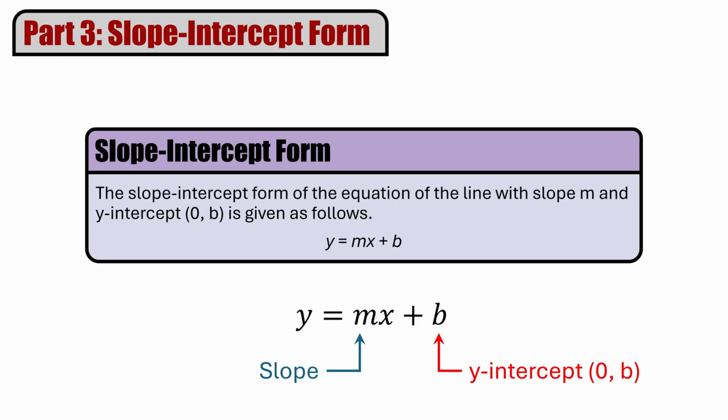Now let's look at one of the most important forms of a linear equation, the slope-intercept form. The slope-intercept form tells us 2 key things about a line: its slope and its y-intercept. In this equation, the letter m represents the slope, that's how steep the line is and whether it's rising or falling. The letter b represents the y-intercept, that's the point where the line crosses the y-axis. This point will always look like (0, b), because the x value is 0. When you see an equation in this form, you can immediately tell how steep the line is, and exactly where to start graphing it.